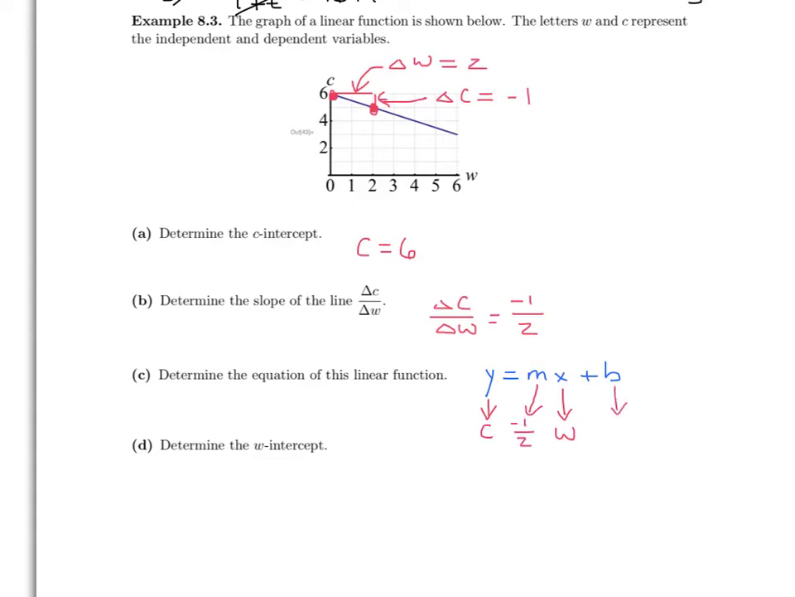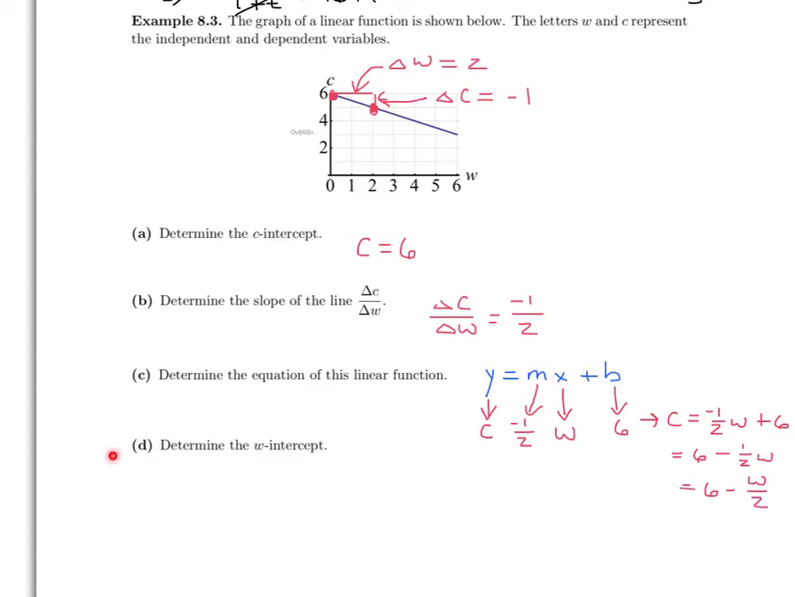And b, this is the vertical intercept, that's the same thing as the c-intercept in this case, and that we calculated to be 6. So when we're all done, the equation we arrive at is c equals -1/2 w plus 6. And this would normally be written as 6 minus 1/2 w, or 6 minus w over 2. So that's the equation for this function.